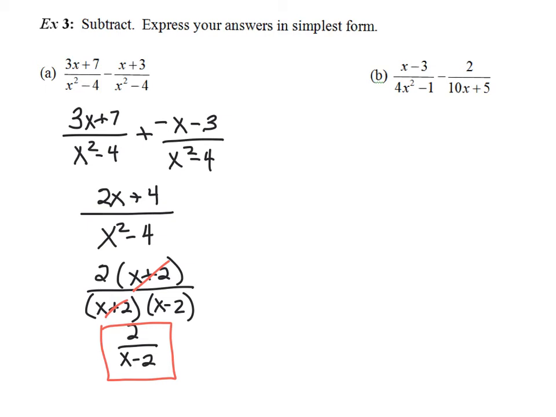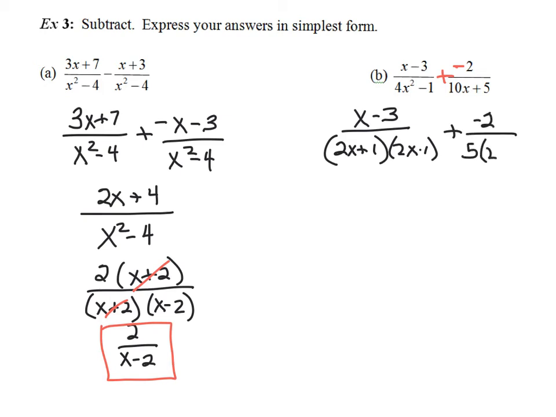Let's look at B where the denominators do not match. So the first thing I'm going to have to do is change to my add the opposite, and then go ahead and factor the denominators. So I've got x minus 3 over 2x plus 1 times 2x minus 1. Second fraction, negative 2 over 5 times 2x plus 1.